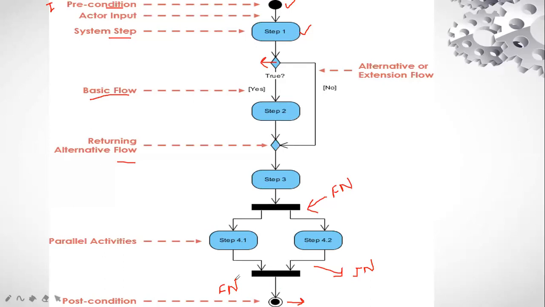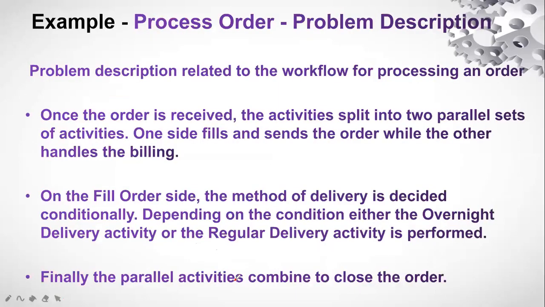So these are the basic notations, and this is a glance of a particular activity diagram in general, how we use it, how we work on it. Now let's take an example. We have an example of process order. To start with the activity diagram, first of all, you understand the problem description of the application.